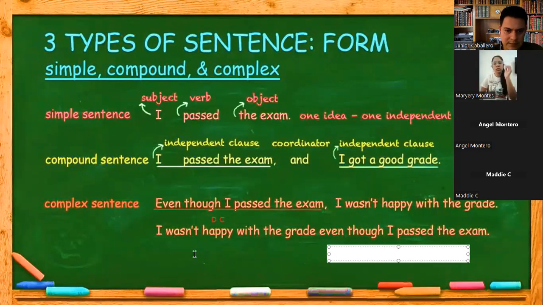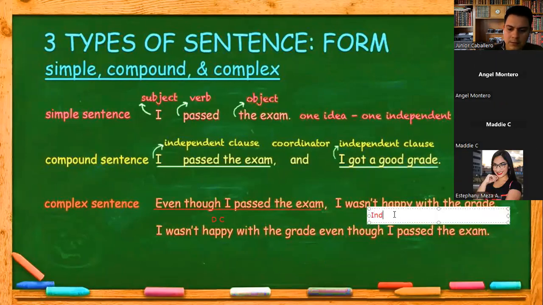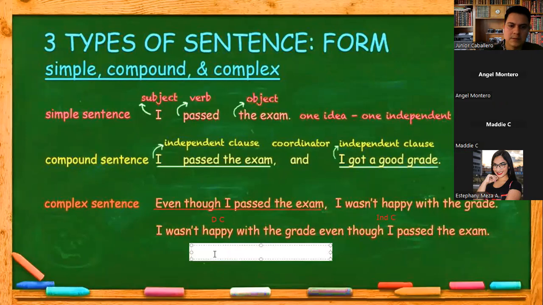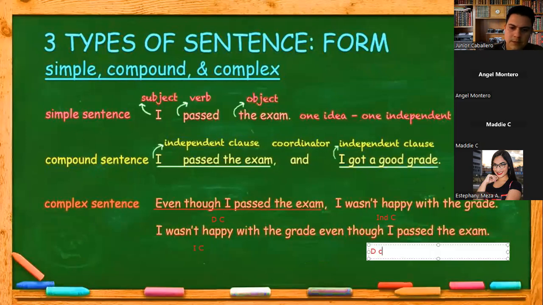Okay, so in the first one, we have the dependent clause at the beginning, and then we have the independent clause. Now here we have the opposite. We have the independent clause first, at the beginning, and then I have the dependent clause.